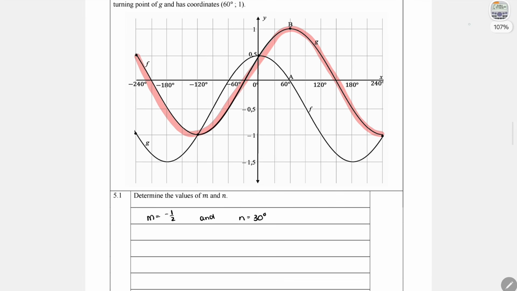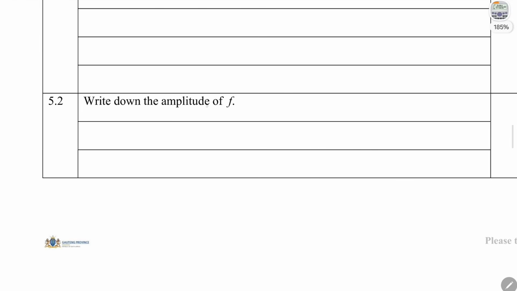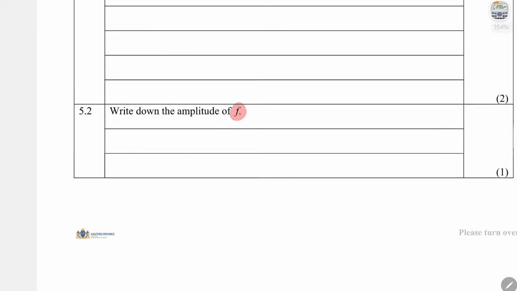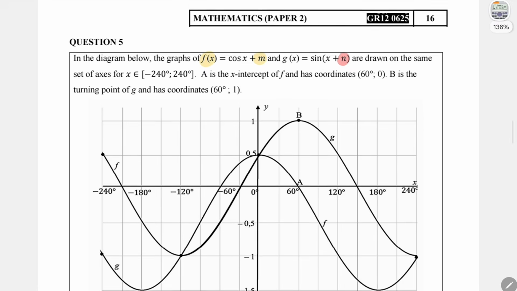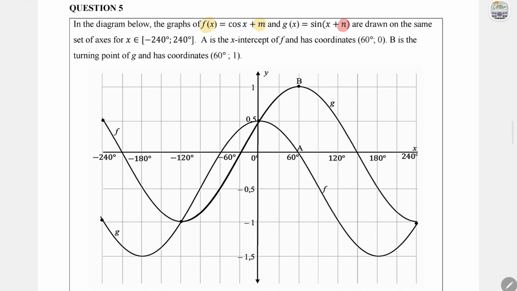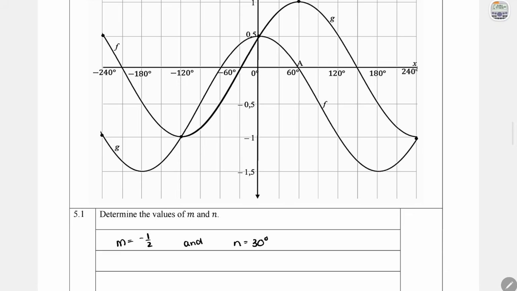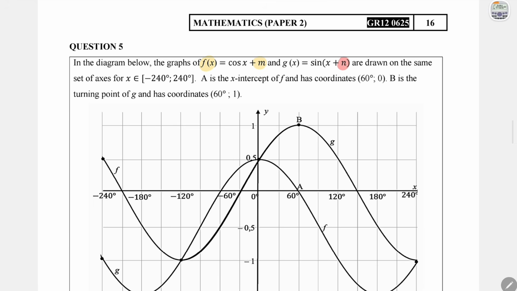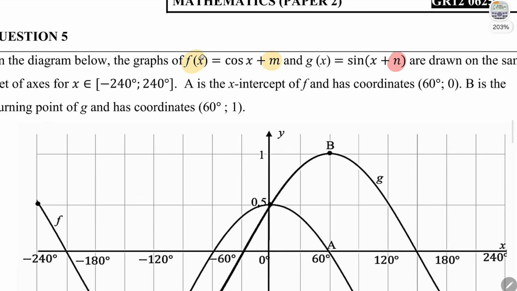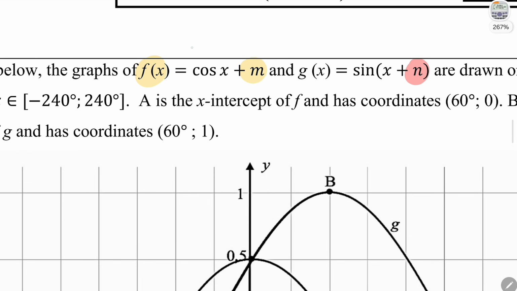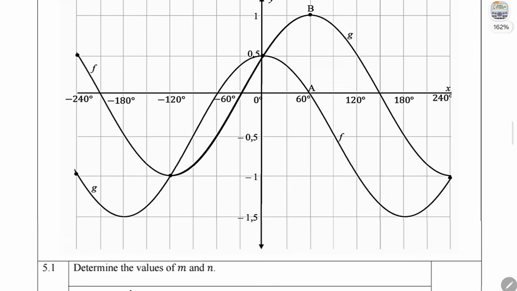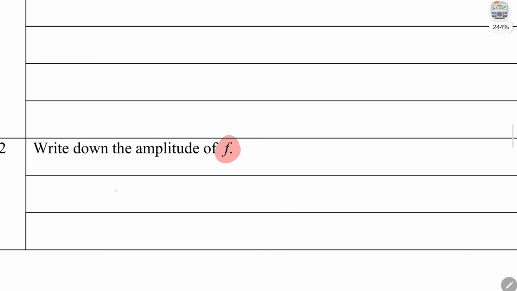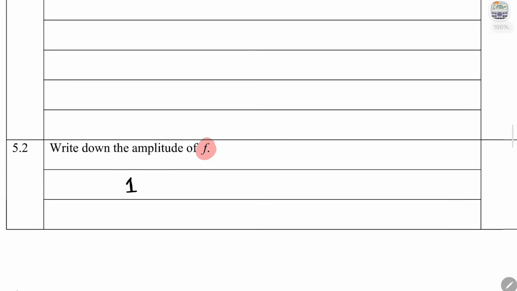Moving on to the next question. The next question is to write down the amplitude of f. To look for the amplitude, you don't really have to look at the graph because they've already given us the graphs. Looking at the graph of f, you would focus on the value in front of cos x. That value in front of cos x is an invisible 1. So the amplitude of f is equal to 1, and that is our answer.